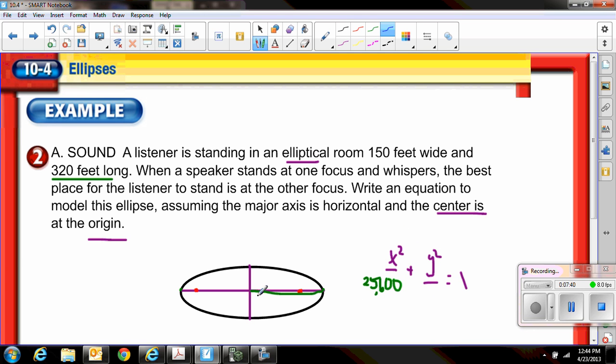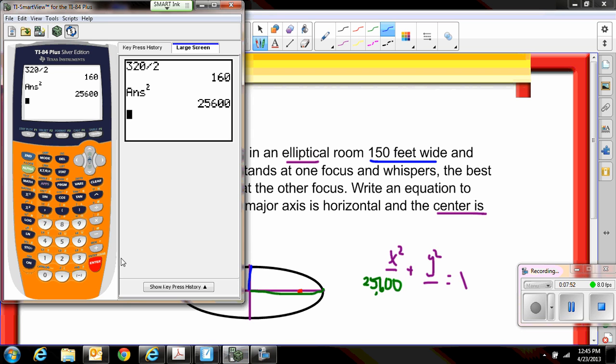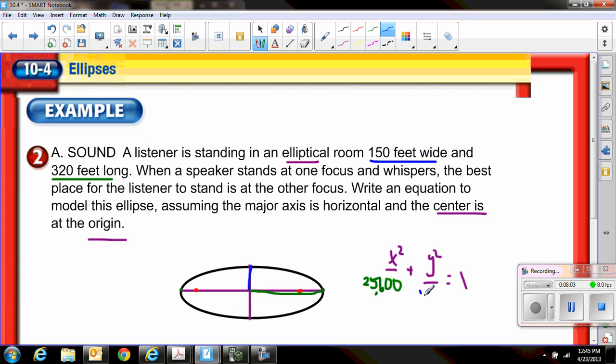Plus y squared over b squared, where b is half the length of your minor axis, or this distance. I know my ellipse has a width of 150 feet. So again, I want half of that number. That's 75, and we want to square it: 5,625. So the equation of my ellipse is x squared over 25,600 plus y squared over 5,625 equals 1.